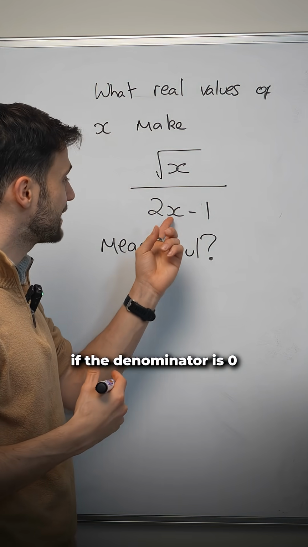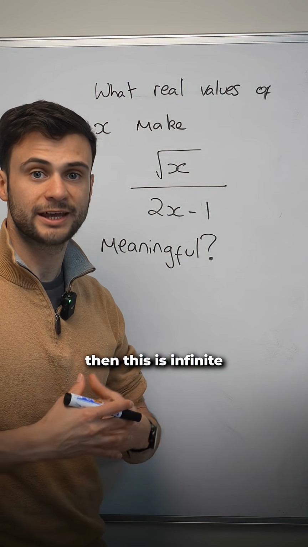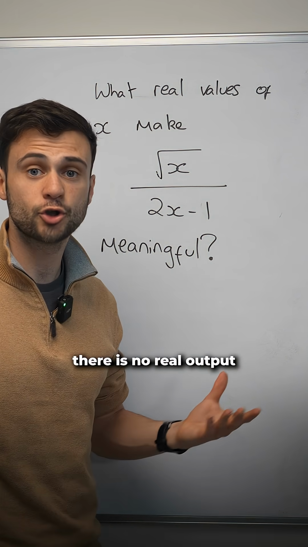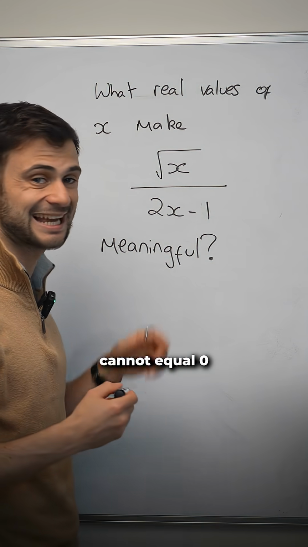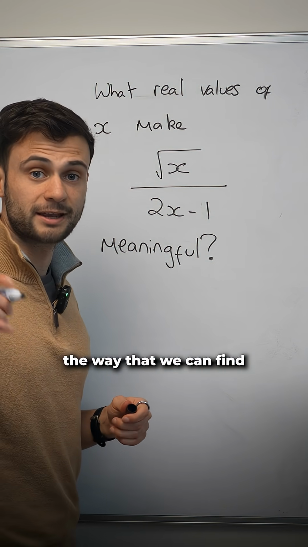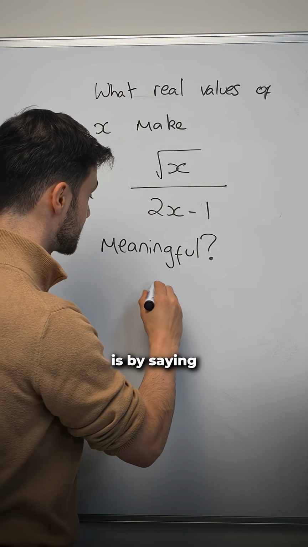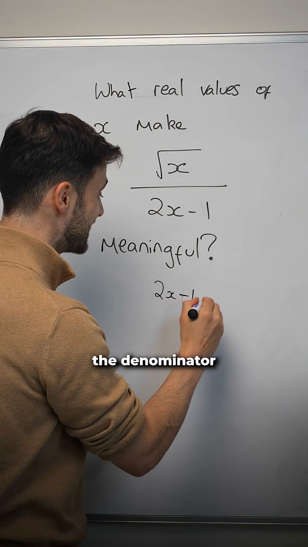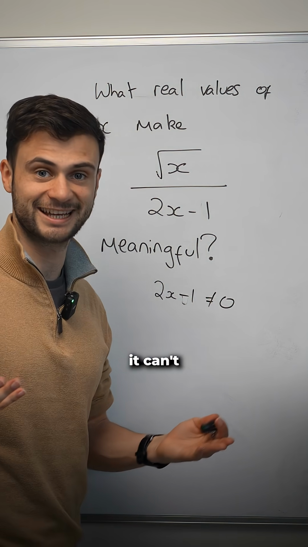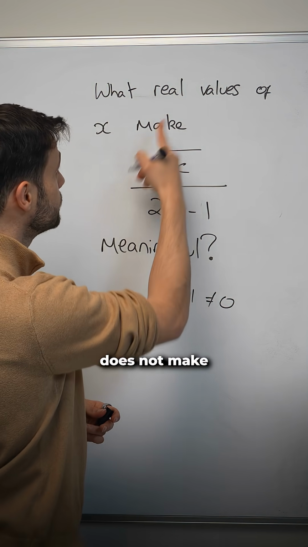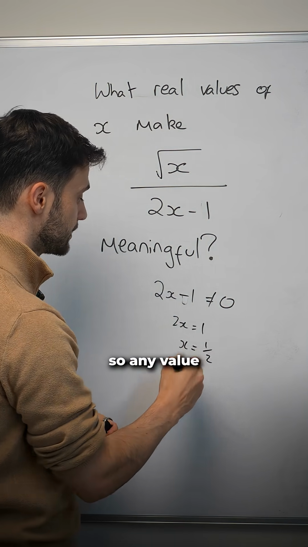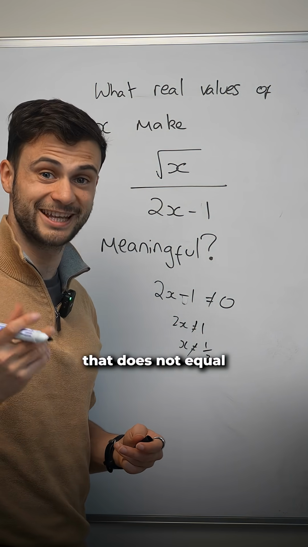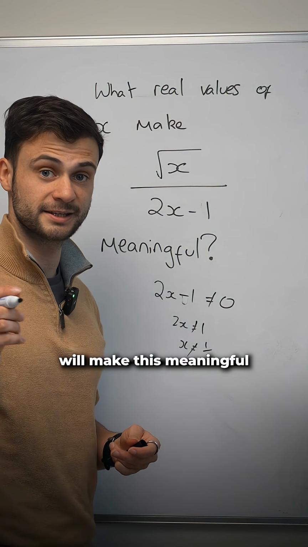So for example, if the denominator is 0, then this is infinite. There is no real output to this expression. So to make it meaningful, the denominator cannot equal 0. The way that we can find that value is by saying, well, let's let the denominator equal 0 in the knowledge that it can't. So one of the values that does not make this meaningful would be when x is equal to 1/2. So any value that does not equal 1/2 will make this meaningful.